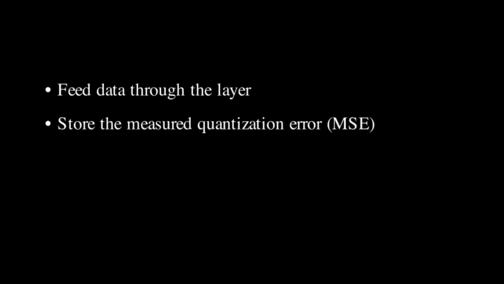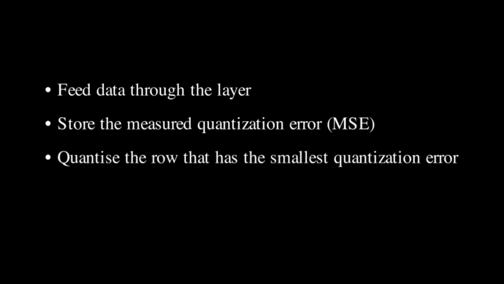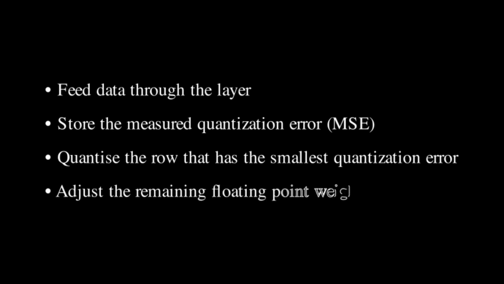And then, and this goes back to OBS, we're going to pick the row that minimizes the quantization error. So we're going to pick the row that is easiest to quantize, and then the last step is to update the floating point weights. And we're going to do that using the Hessian matrix.